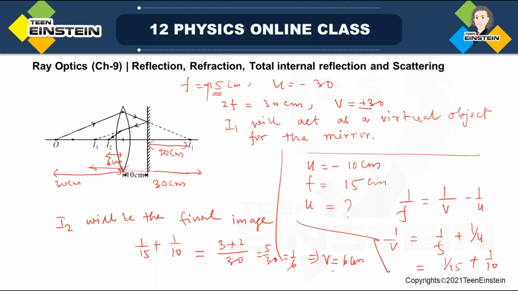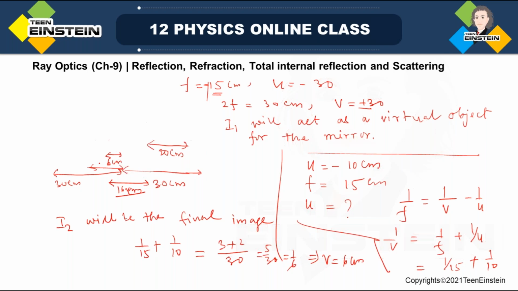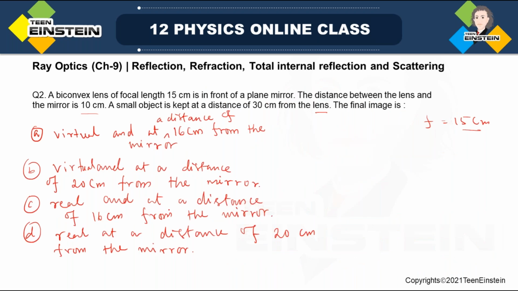So it will be at 16 centimeter from the mirror then. So what will be the answer? The final image distance will be 16 centimeter from the mirror, but the image will actually be a real image. So real image at a distance of 16 centimeter from the mirror. This option C will be correct here.